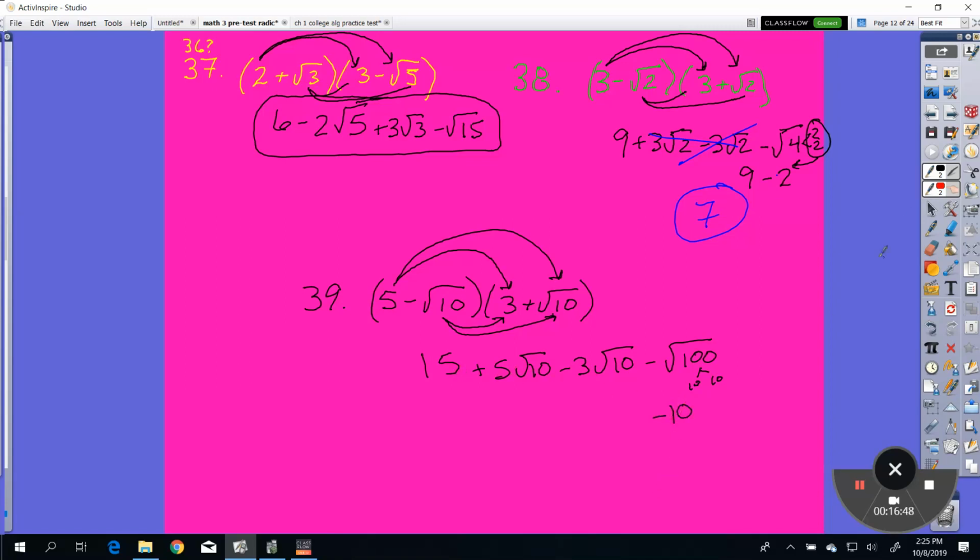So now I'm going to combine like terms. So 15 minus 10, those two will combine. So that's 5. And then we have the last part, 5 minus 3. 2. So we have 2, and it's a positive 2 square roots of 10. Okay.